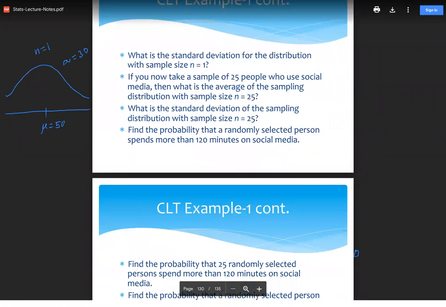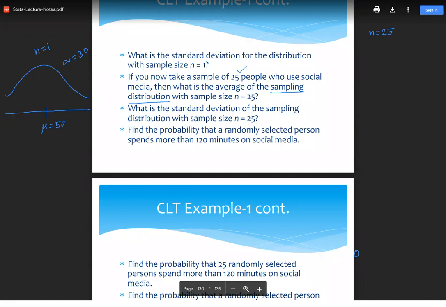Now, if you take a sample of 25 people from this population, now your n is 25. Pay attention. Your n is equal to 25. You took a sample of 25 people who use social media, then what is the average of the sampling distribution? What is the average of the sampling distribution with sample size n equal to 25?